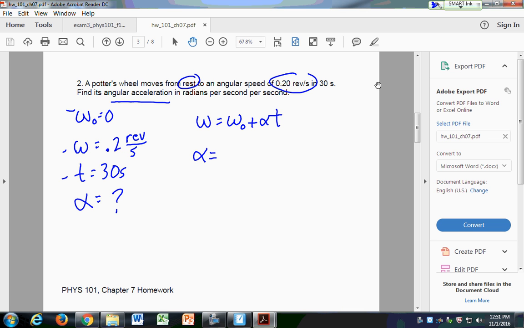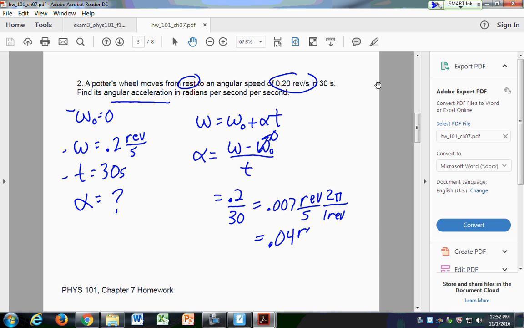So I say alpha equals omega minus omega naught over t. Omega naught is 0 because it was at rest, so it's 0.2 divided by 30. And that is 0.007. But that's not the answer because that is in revolutions per second. And so now you need to convert it to radians per second. I say 1 revolution times 2 pi, 0.04, thank you, 0.04 radians per second.